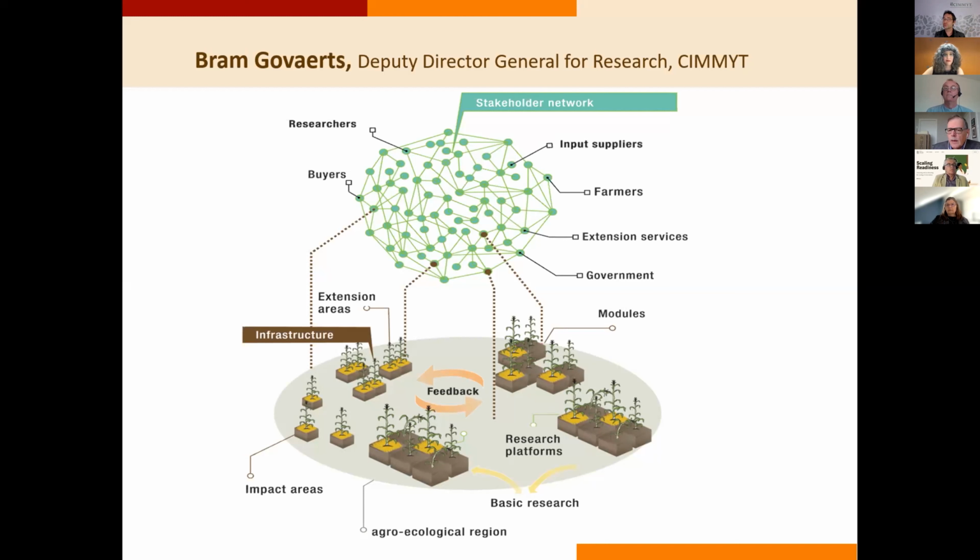So, Bram, thank you very much. How are the many actors that you're talking about and that are characterized in your slide actually being brought together? What's the collective action dimension here that brings them together so that they work towards the same common goal?